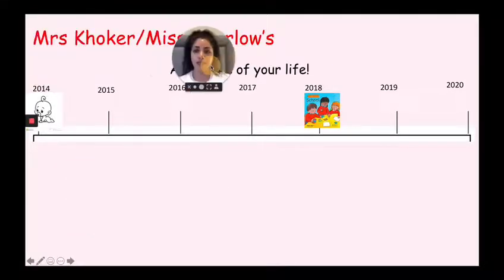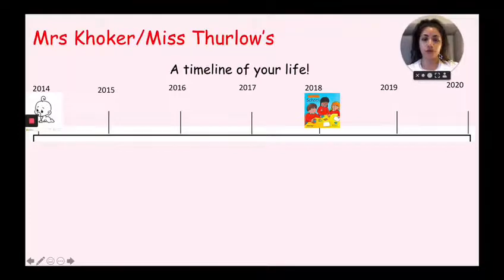If you're in Mrs. Coker or Miss Thurlow's phonics group, you're also going to be creating a timeline, so you'll need to draw that same line across the page with a ruler and include all the dates, just like the other groups. And you're going to be drawing pictures for each year in your life. So for example, I've drawn a picture of a newborn baby to show when you were born. Or here I've drawn a picture of my first day at school. You can draw a picture of you learning how to walk. It's completely up to you what you want to draw.